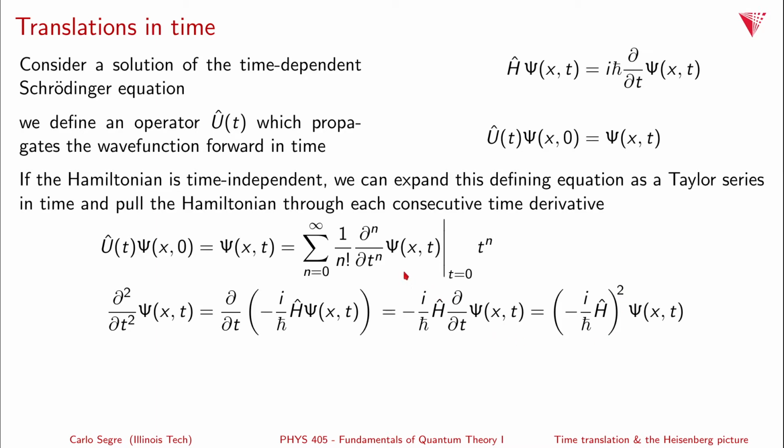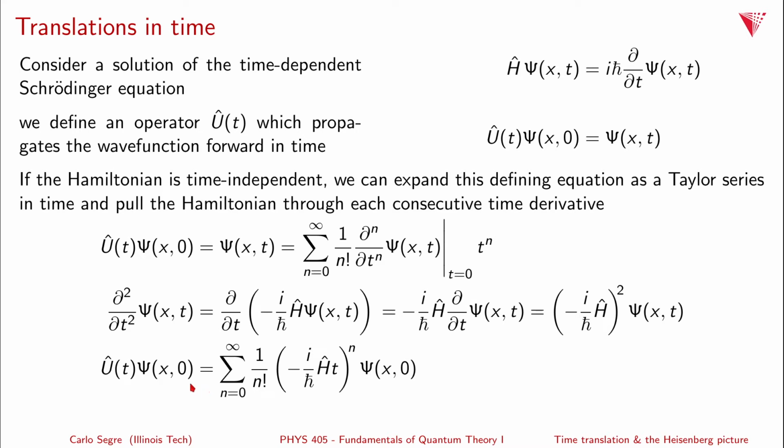We can now substitute this back into the sum, giving us that U of t applied to psi of x and 0, that is the time translation of the wave function at time equals 0, is equal to the sum from n equals 0 to infinity, 1 over n factorial, minus i over h bar, Ht, all quantity to the nth power, applied to psi of x and 0, because we assign this at t equals 0.